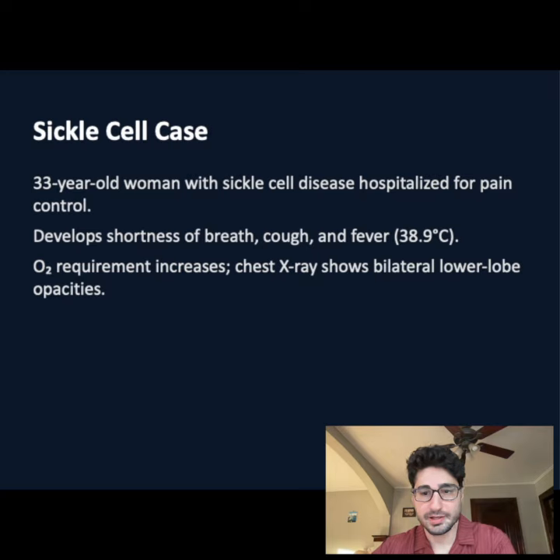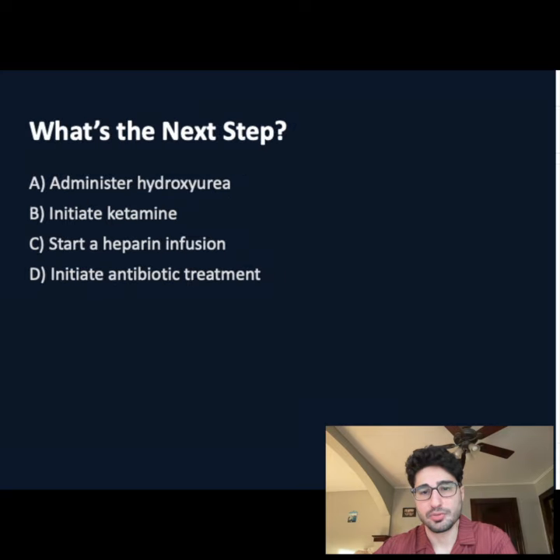A 33-year-old woman with sickle cell disease is hospitalized for pain control. Initially, she was stable, but soon after, she developed shortness of breath, cough, and a fever of 38.9 Celsius. Her O2 requirement jumps, and a repeat chest x-ray shows bilateral patchy lower lobe opacities. You are managing fluids. What is the next most appropriate step?